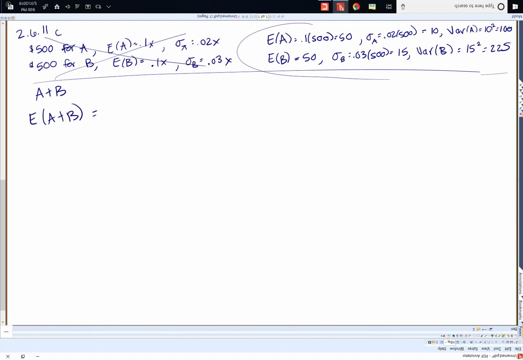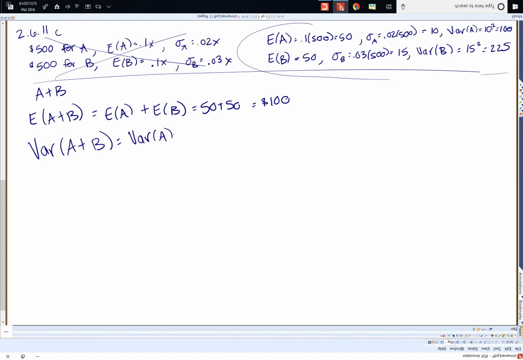Well, if you want to find the expected value of two random variables, you just add their individual expected values. So expected value of A plus expected value of B would be 50 plus 50, which equals $100. Now, for variance and standard deviation, you always have to do variance first, because our formulas only work for variance. So for variance, if you want to add two random variables, you just add their individual variances.